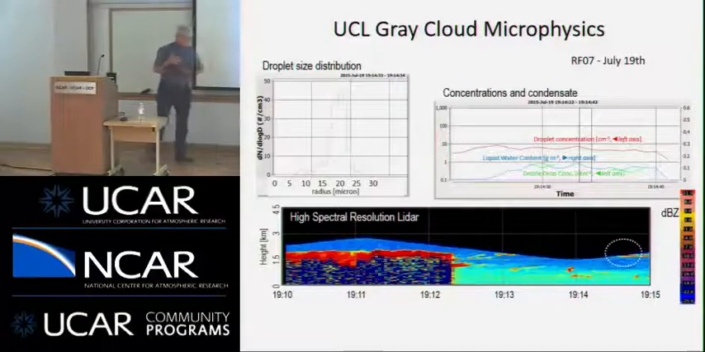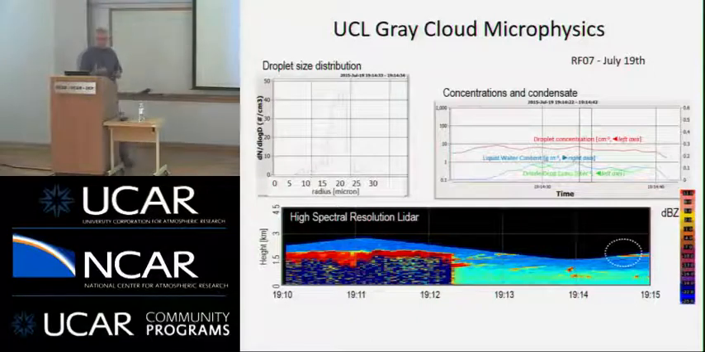In terms of physical processes that are going on, I think we've got a real gold mine here for some of the stuff that we're going to be able to look at for these very interesting layers that we saw during CSET.